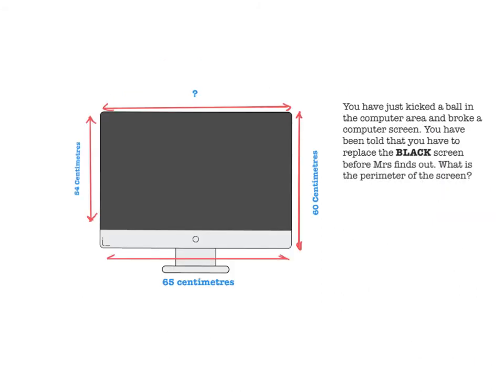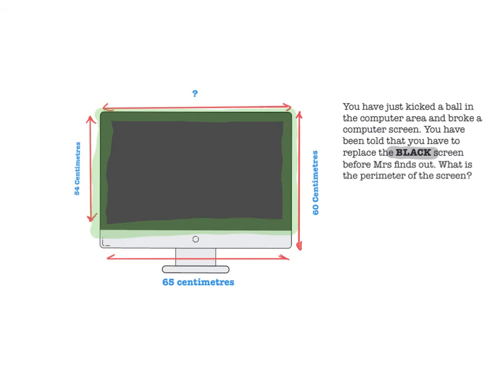Okay guys, so the final example, this one looks a bit trickier, so we'll take our time at this one. So, let's see. You've just kicked a ball in the computer area and broke a computer screen. You've been told that you have to replace the black screen before Miss finds out. What is the perimeter of the screen? Okay, so this seems like a trickier question. So, we have to replace the black screen. Alright, so what is that then? The black screen looks like it's all the way around here. All the way around. So let's find out what distance is that.